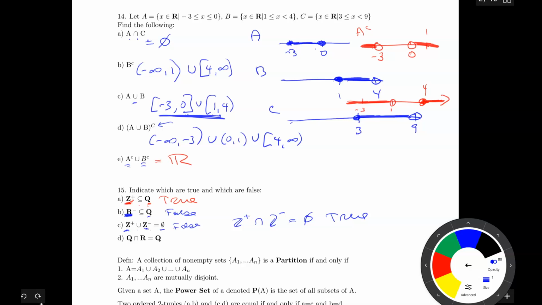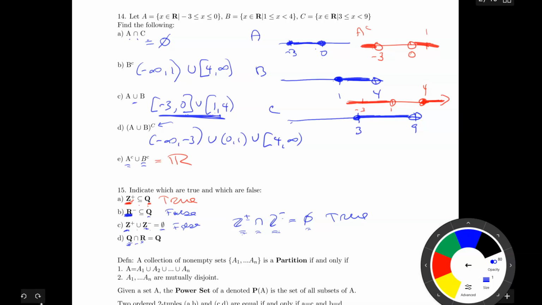I think what would be true would be this. If I take the positive integers and intersect it with the negative integers, 0 is not included because 0 is neither a positive or a negative number. So that would be the null set. So this is false.